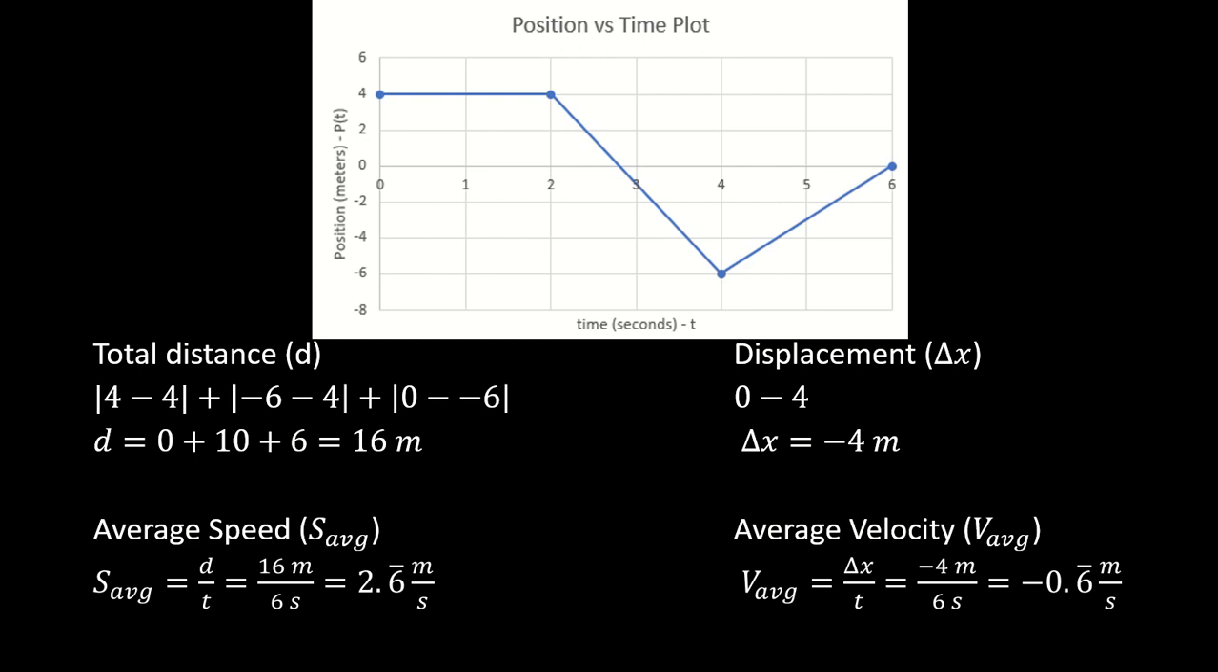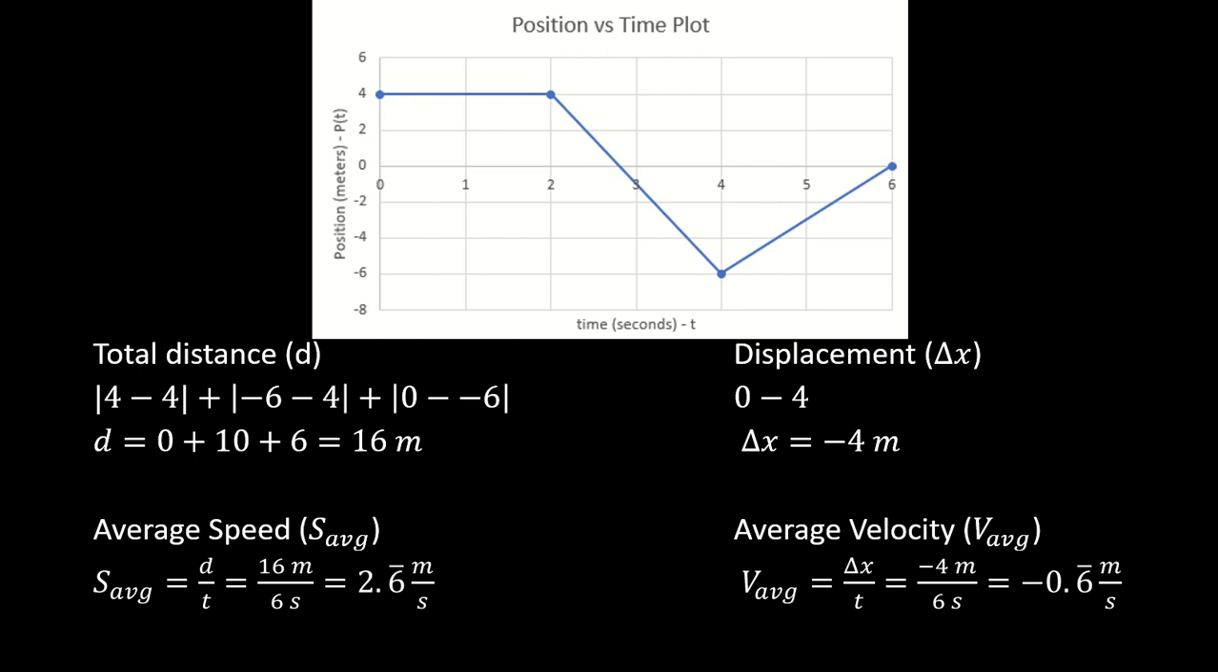And then we'll add to that the final leg of our plot, which went from -6 to 0 meters. Therefore, the absolute value of the difference from the end to the start would be 0 minus -6, or 0 plus 6, which the absolute value would just be 6. Therefore, the total distance d that was physically traveled is 16 meters. The object stayed still for a few seconds, moved 10 meters, and then moved again 6 meters for a total distance of 16 meters.